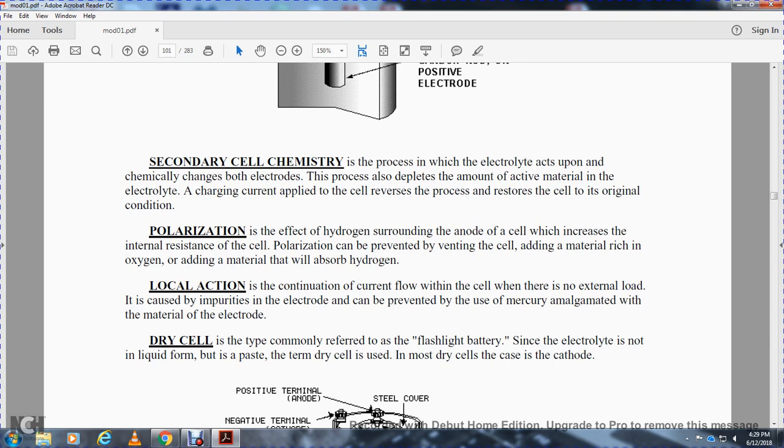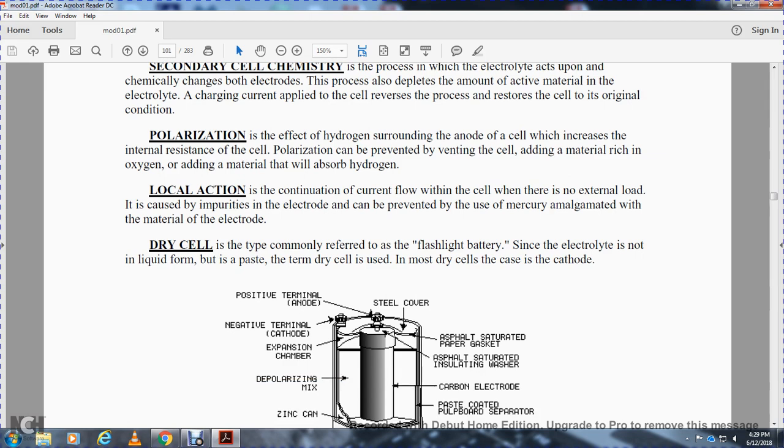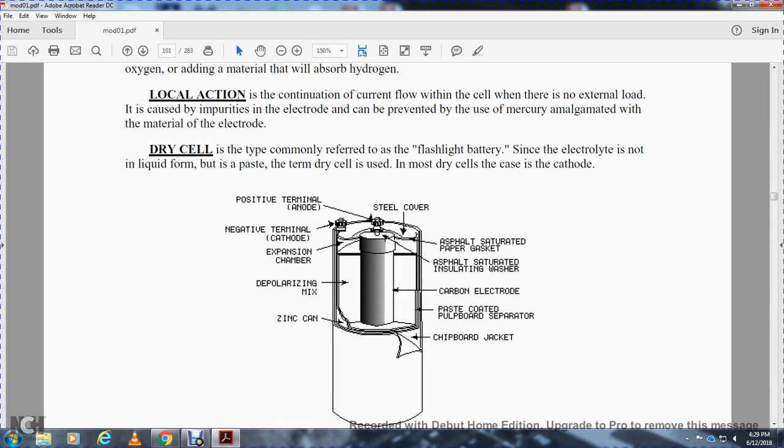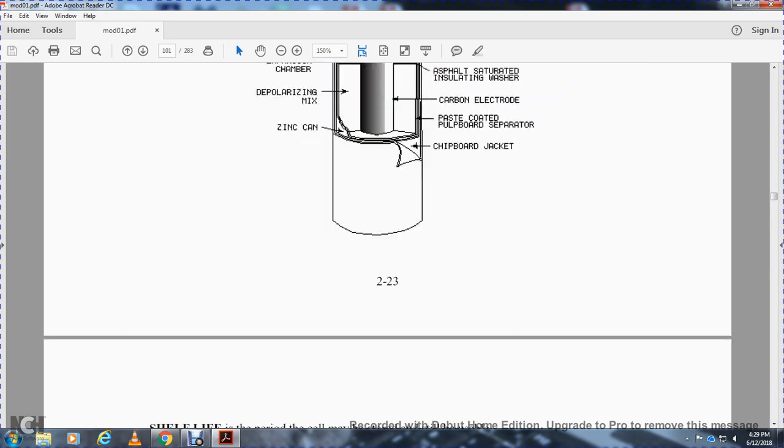The dry cell is typically referred to as a flashlight battery, since the electrolyte is not liquid. Many types of dry cell are used. Most dry cells can be used. This shows the positive terminal anode, negative terminal cathode, expansion chamber, depolarization mixture, zinc can, seal cover, asphalt, asphalt saturated paper gasket, asphalt saturated insulation washer, carbon electrode, paste coated pulp board, separator, and chipboard jacket.